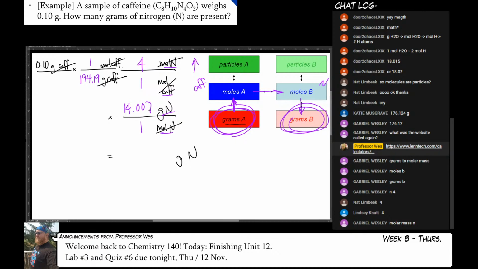So let's multiply all these numbers together. Now, when I do this, I cannot get a number that is larger than 0.1 grams, because that would imply that I have more nitrogen than I do caffeine. So obviously you know the upper bound. It can't be more than 100 milligrams.